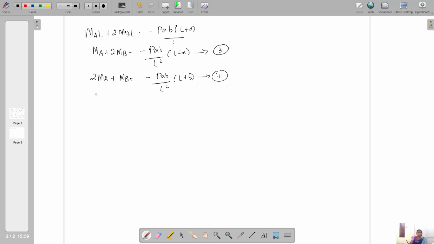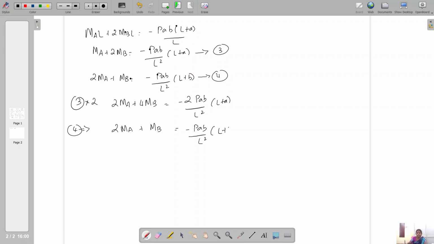So we are going to solve these two unknown equations. By multiplying equation 3 by 2, we will get 2MA plus 4MB equal to minus 2PAB by L square into L plus A. And the fourth equation we directly consider as 2MA plus MB equal to minus PAB by L square into L plus B. Okay, clear? Now we can eliminate any one of the variables comfortably.